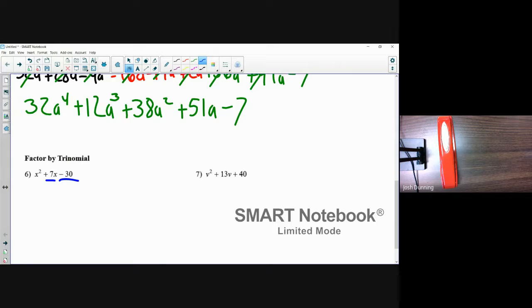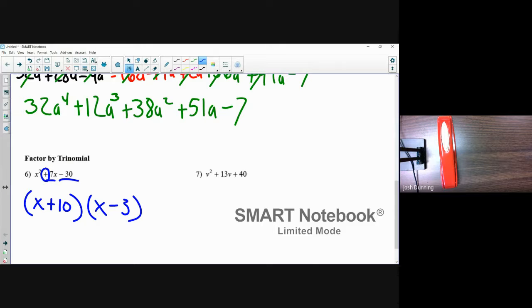10 times 3, though. 10 times 3 is 30. 10 minus 3 is 7. It's got to add up to a positive, so you want the bigger number, the 10, to be positive, and the 3 to be minus.